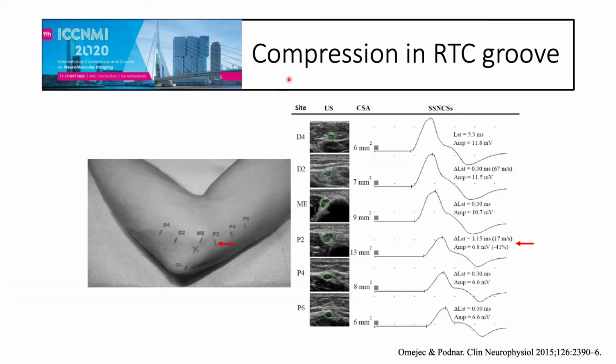Usually we would measure the cross-sectional area 2 centimeters proximal to the medial epicondyle. So let's talk about compression in the retrocondylar groove. This is the arm, this is the proximal and this is the distal part, and this is the medial epicondyle. You can see that in this case the cross-sectional area of the ulnar nerve was the biggest 2 centimeters proximal to the medial epicondyle. And in this segment between the medial epicondyle and 2 centimeters proximal, the conduction velocity was also the lowest, which situates the lesion to this area.